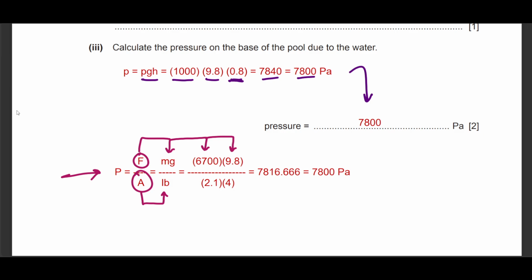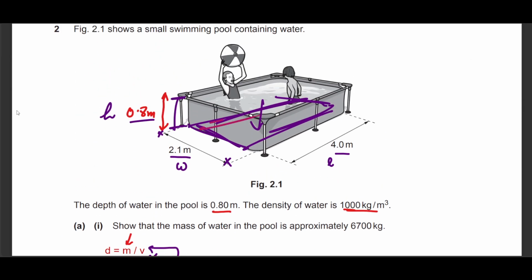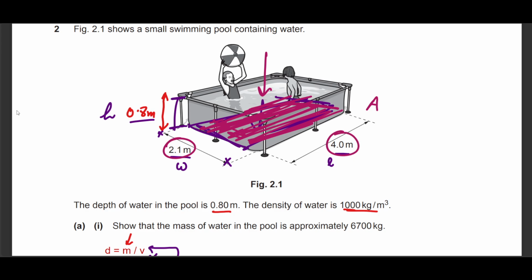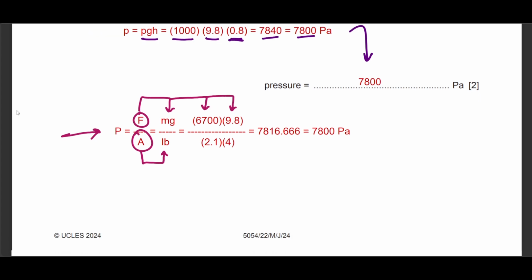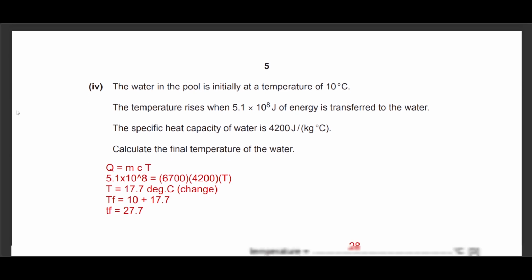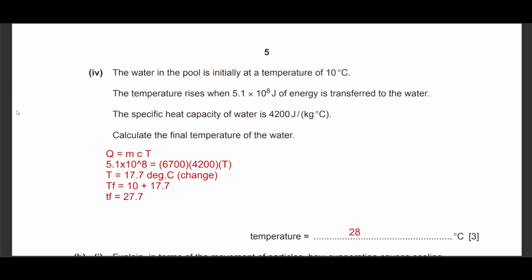divided by the cross-sectional area over which this force is being spread out. So the force is being spread out on the base of the container this way, right? So force of the water is coming this way, and this is the cross-sectional area which is being encountered by that force. That should be 4 multiplied by 2.1. This will be the cross-sectional base area. So 4 multiplied by 2.1 gives us 7816, again leading to the final answer as 7800 with no difference at all to the final answer. Your choice, you can choose any of the two methods.